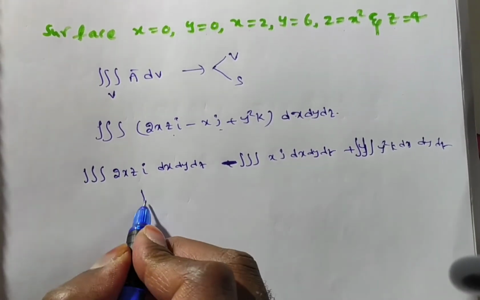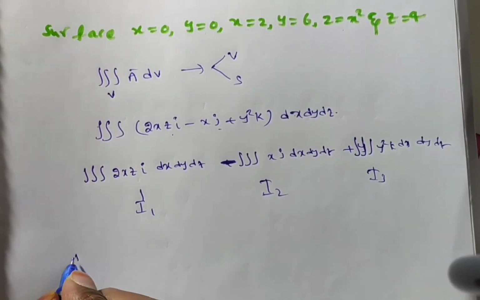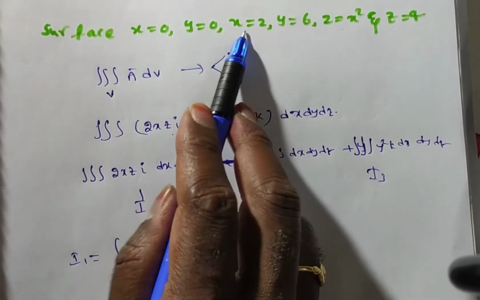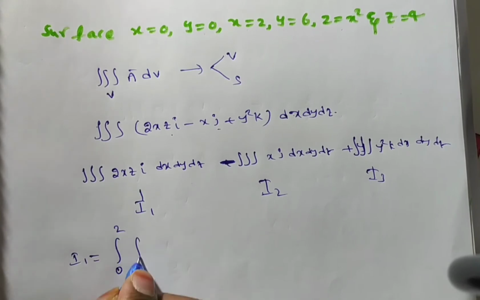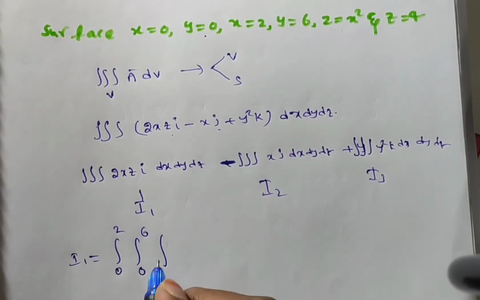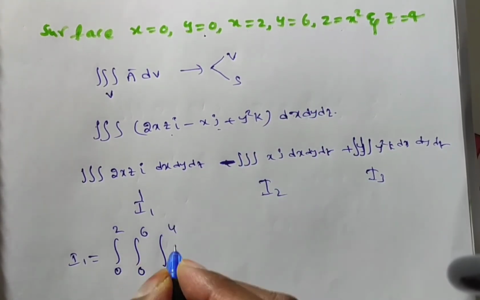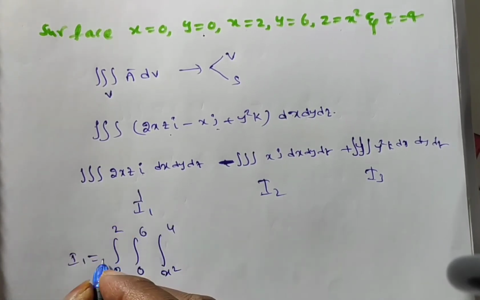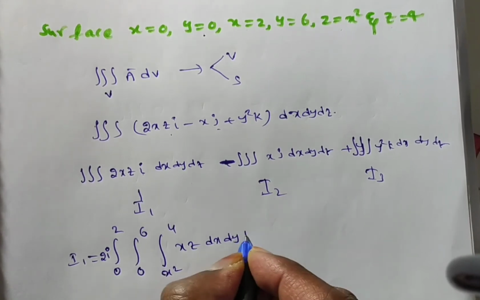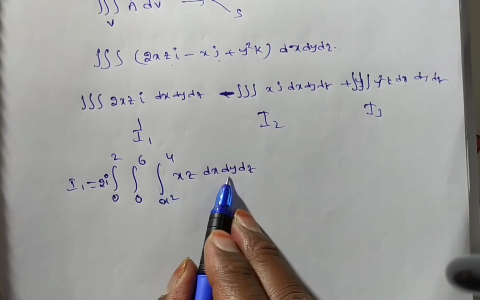Friends, first I am considering this as integral 1, this as integral 2 and this as integral 3. Now integral 1. You see what limits they give: x is from 0 to 2, y is from 0 to 6, and z is from x square to 4. So here 2i is there, so I can write 2i outside, into xz dx dy dz. Now we have to integrate this integrand xz with respect to x, y, z.